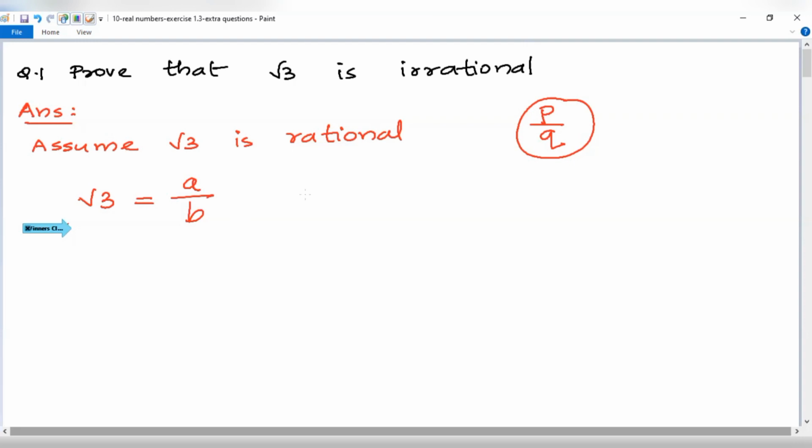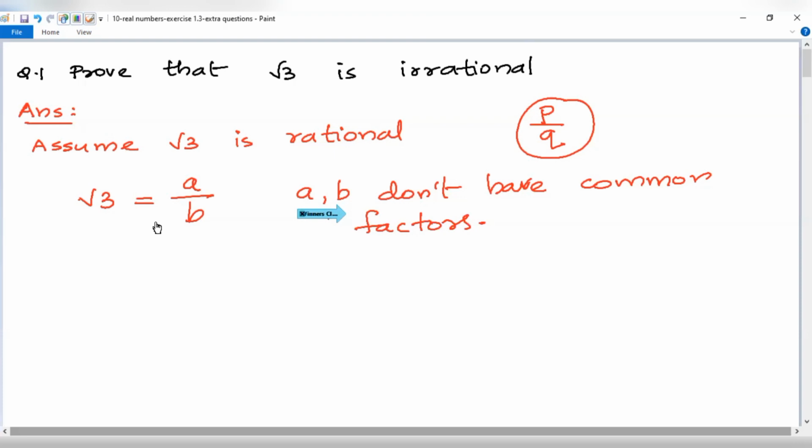Now, a and b don't have any common factors. Whenever we write fractions, we write them in the simplest form. From the smaller classes itself, we are familiar with that. So in that case, a and b won't have any common factors. So we have to mention that they don't have common factors.